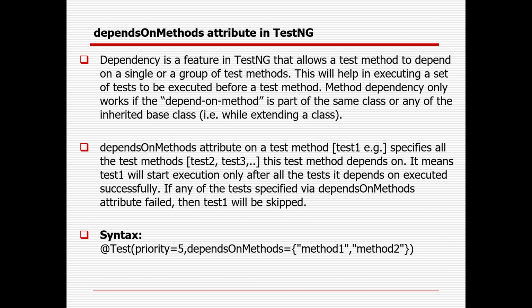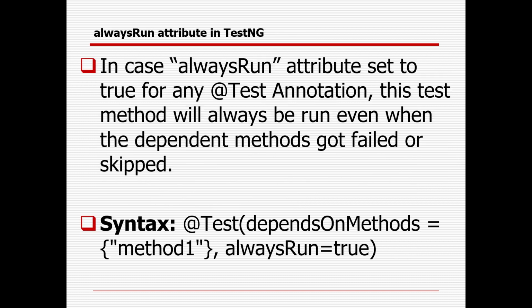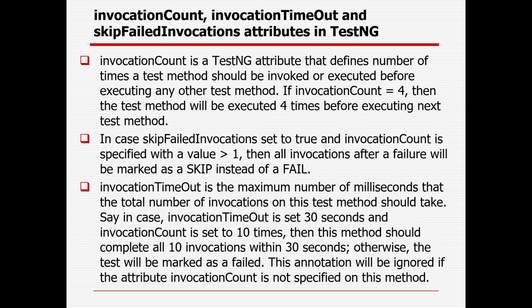Depends on method. In case you want to make something dependent, you can use dependsOnMethods. So only for the pass it will be executed, for the fail it will be skipped, but in case you still want to execute it, you can use alwaysRun attribute equal to true. Invocation count means in case you want to execute the same test case again and again a number of times, you can use invocationCount equal to x.